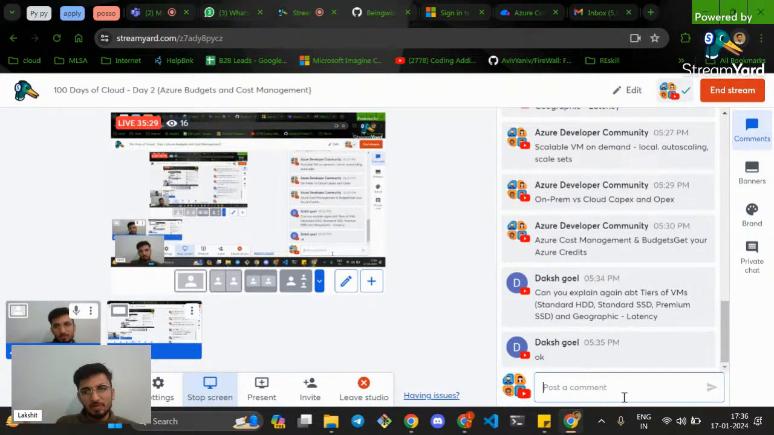Then there is some kind of computation also required. You have to train, you are also using some kind of generative AI for small purposes, you are using some kind of machine learning APIs and whatnot. So then you have to use standard SSD.